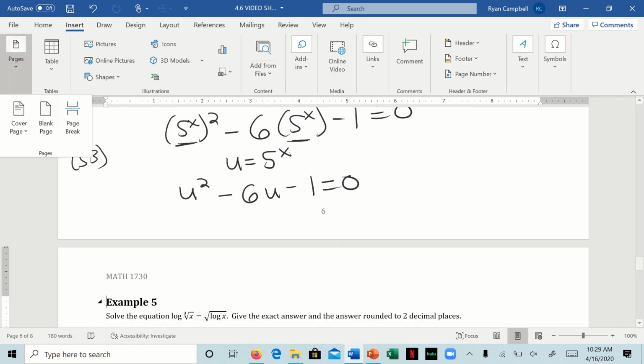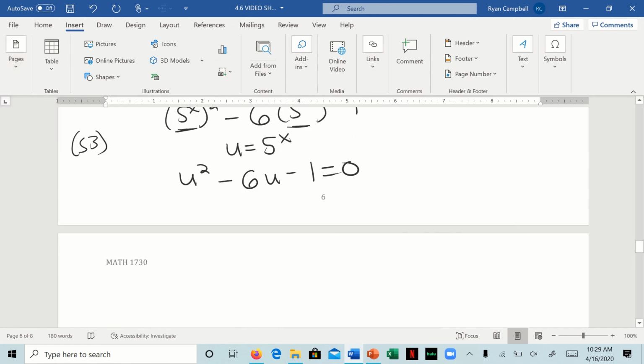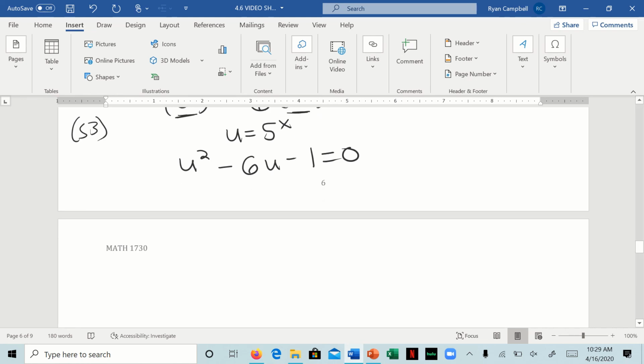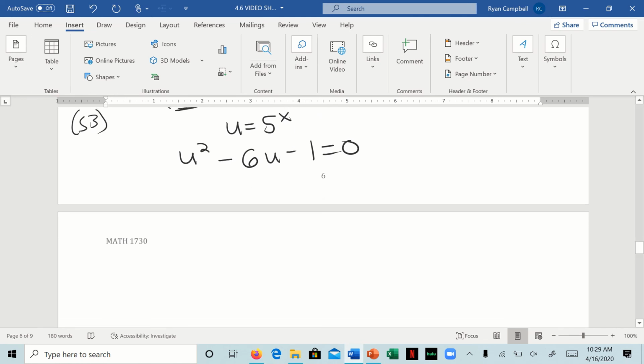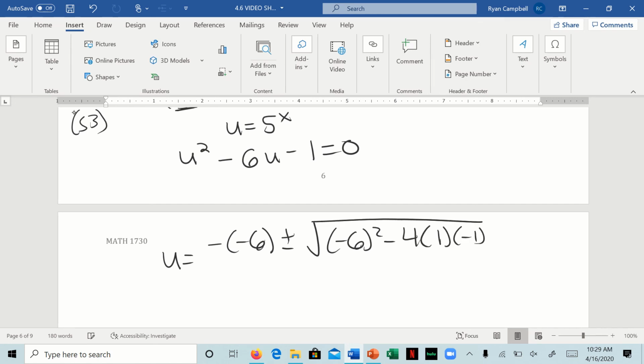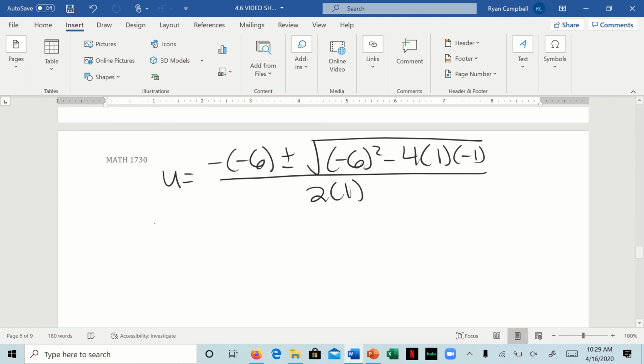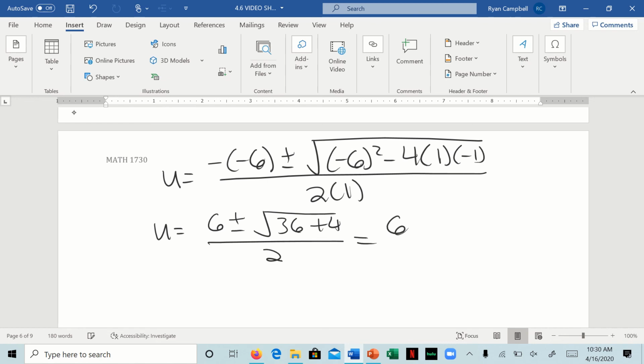Well, factoring isn't going to be something we can do. 1 and 1, that's not going to get you negative 6. So we can just use the quadratic formula. So negative of negative 6, plus or minus the square root of negative 6 squared minus 4 times 1 times negative 1, over 2 times 1. So we get 6 plus or minus the square root of 36 plus 4, over 2. So 6 plus or minus square root of 40 over 2.